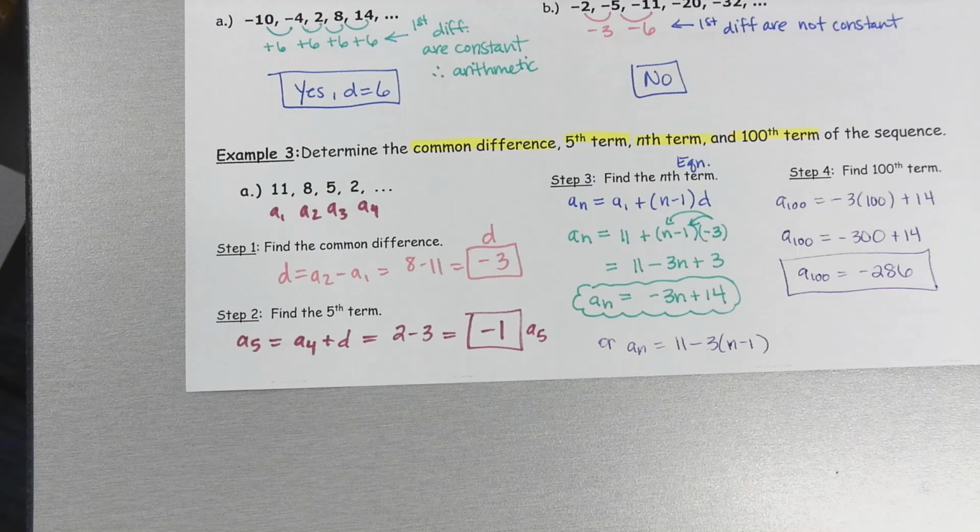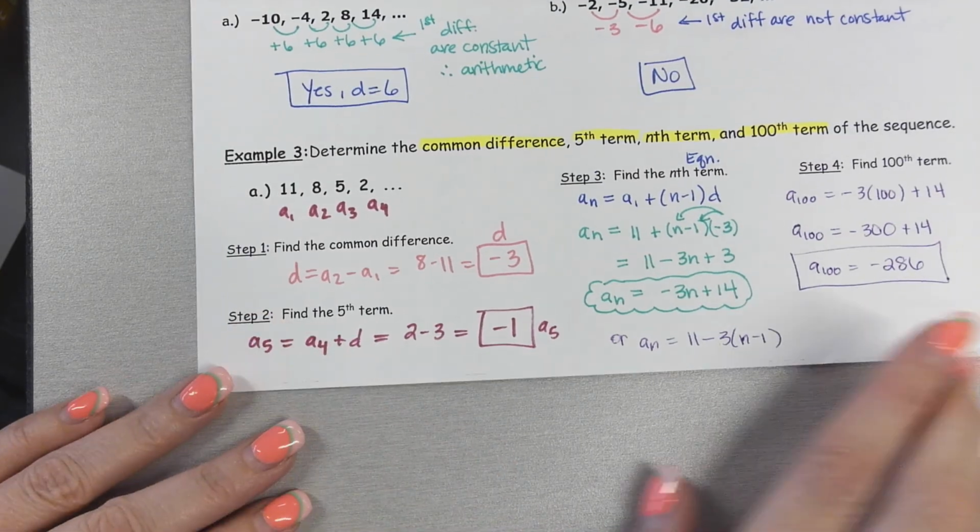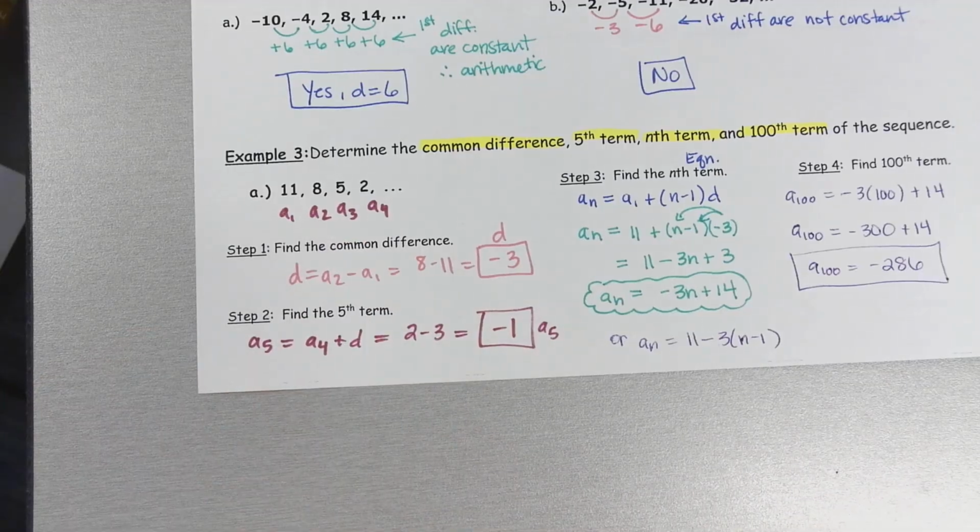Alright, so now I want you to go ahead and do part B. You are going to be working with fractions, which means you may have to get the common denominator, but go ahead and do the first few steps. Okay, so step 1, find the common difference.